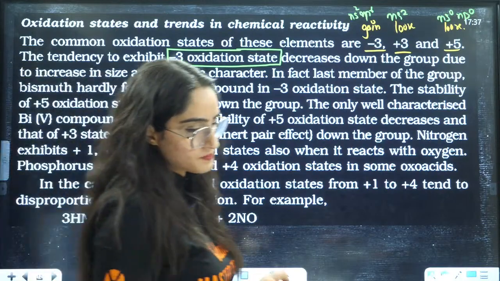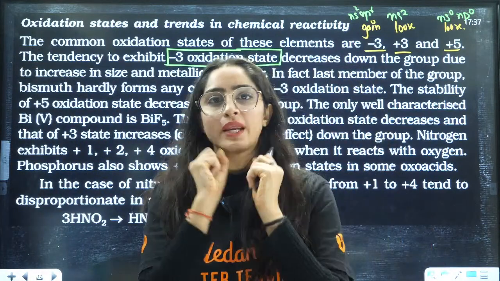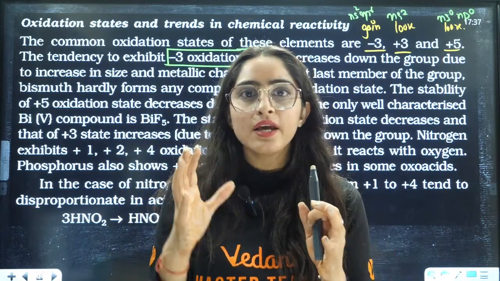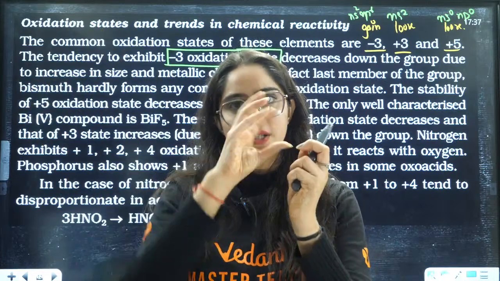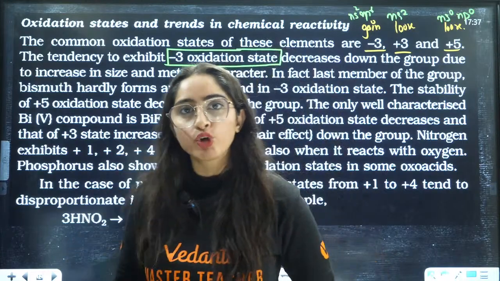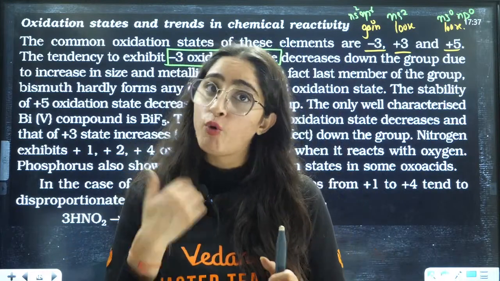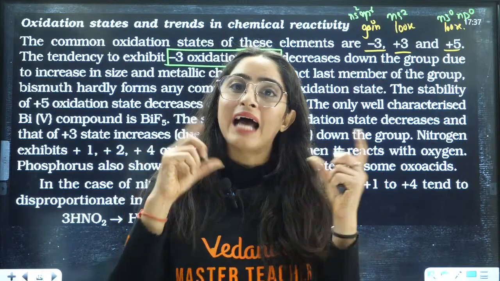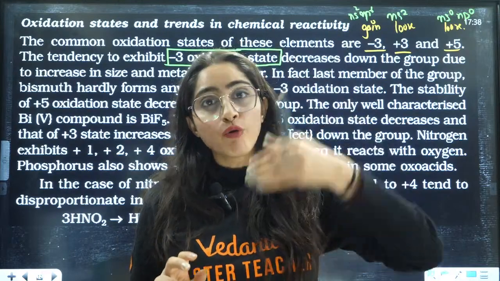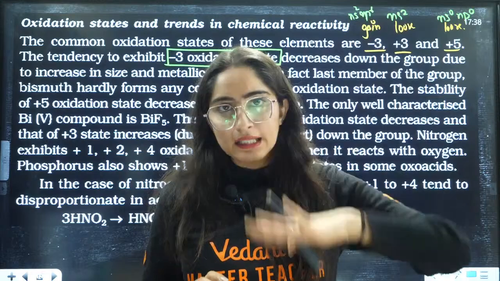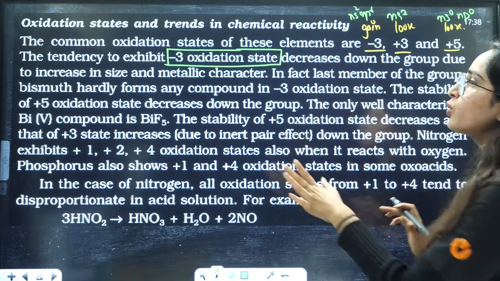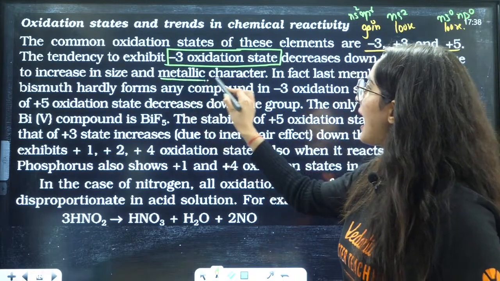See, nitrogen is very small in size, so it is easy for it to gain electrons because the size is small and it will experience less repulsion. But as you go down the group, there will be more electrons involved. That is why there is more repulsion to the incoming electron. That is the reason it is difficult to gain the electron down the group. So the tendency to exhibit the minus 3 oxidation state decreases due to the increase in size and metallic character.